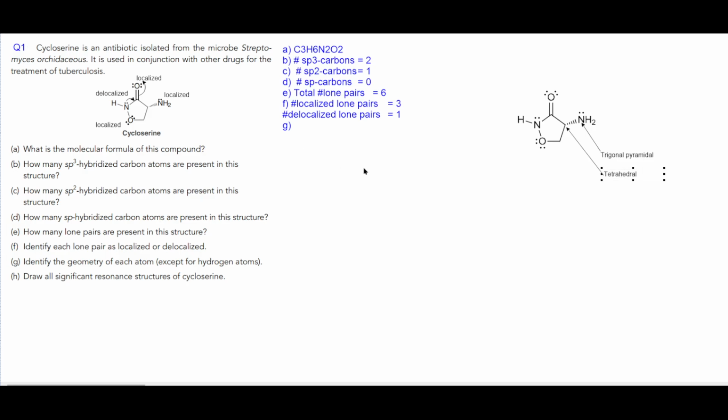Next, the CH2 carbon. Of course, as expected, it is also sp3 hybridized, and that's why this will also be a tetrahedral geometry.